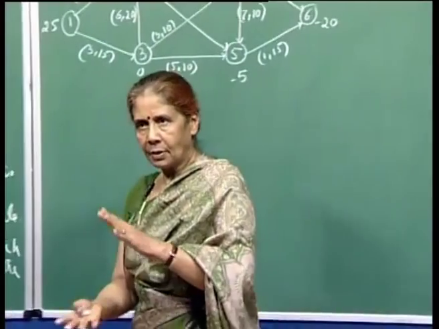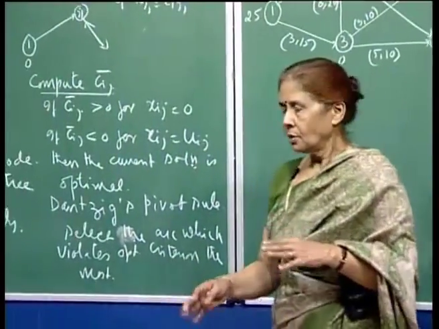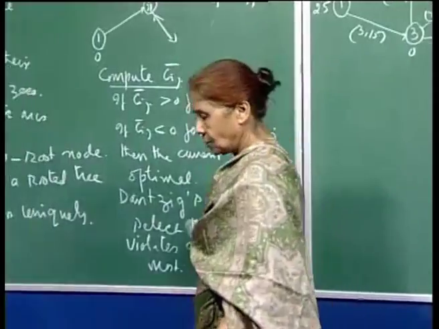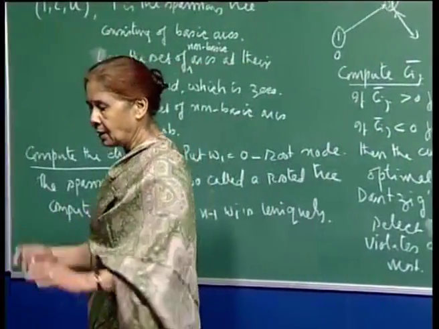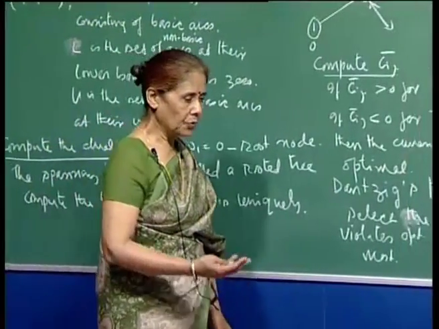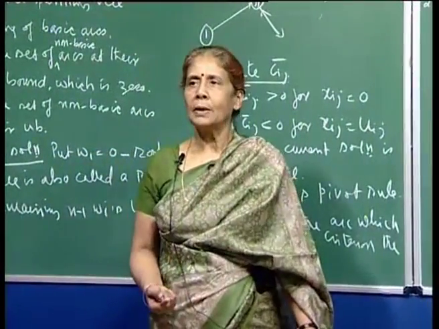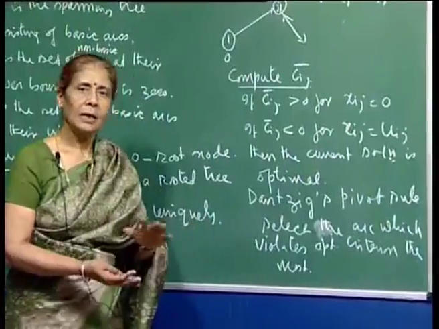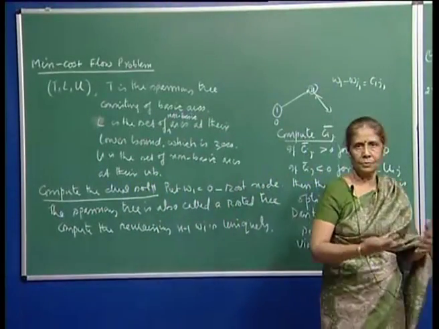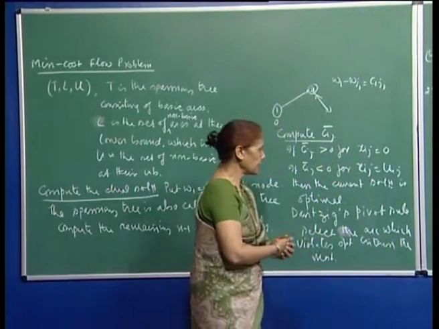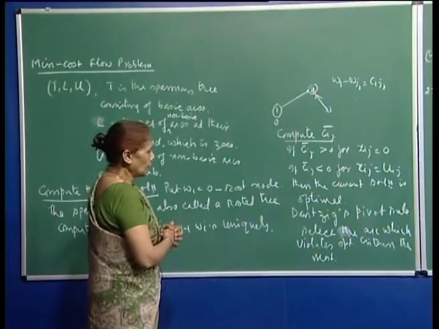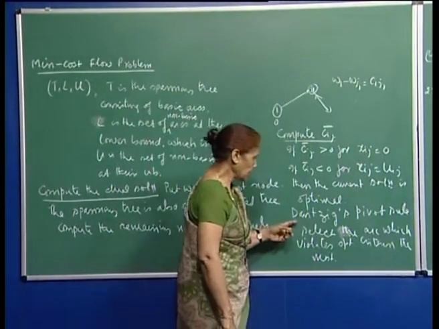So these are the two extremes. You first compute all Cij bars and then find the best one to induct, best in the Dantzig sense, or the moment you find one arc which is violating the optimality condition, you try to enter it. There are also in-between rules, and I will give you some more references later on, so you can go through them.